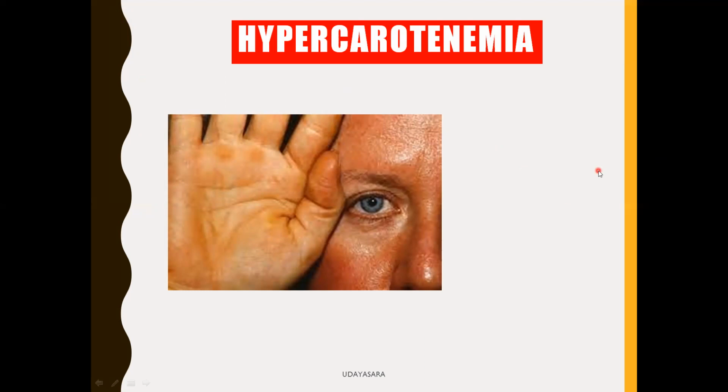In jaundice, there is elevated serum bilirubin level. The difference between these two conditions is that you need to look at the sclera. So in hypercarotenemia, the sclera is normal. There is no yellow staining, right? In case of jaundice, there is yellow staining of the sclera also.